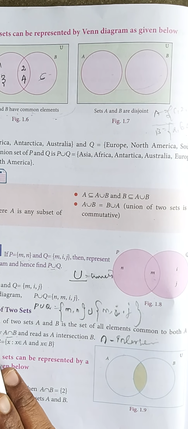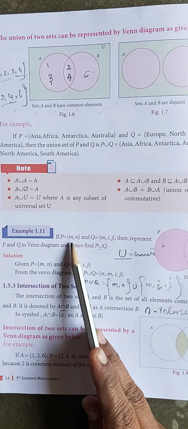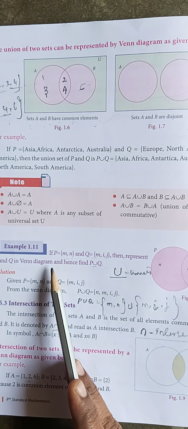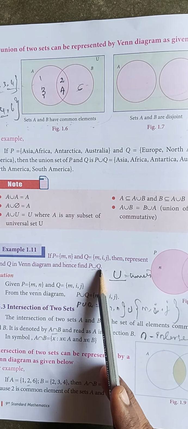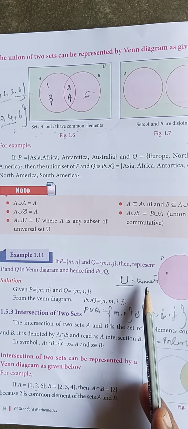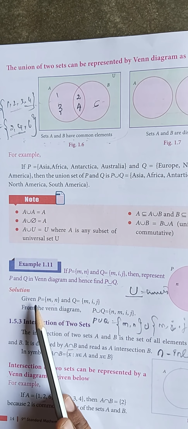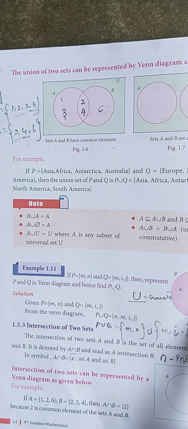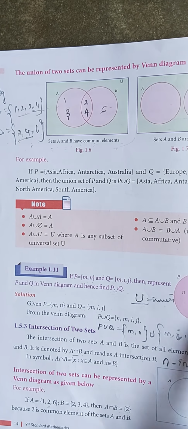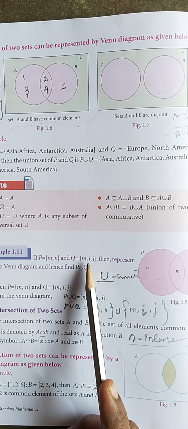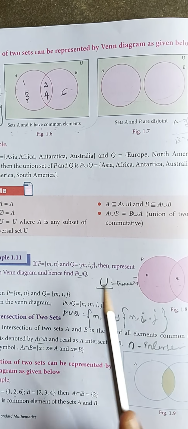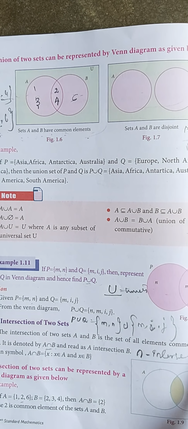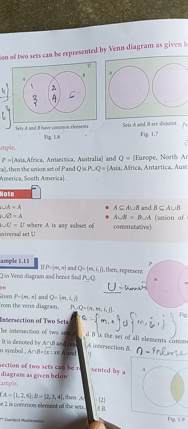Next, example 1.11. If P equal to {m, n} and Q equal to {m, i, j}, then represent P and Q in a Venn diagram and hence find P union Q. This symbol is union. From the Venn diagram, m is common; the P set has it and the Q set also has it. The balance value of P is n. The balance value of Q is i and j.